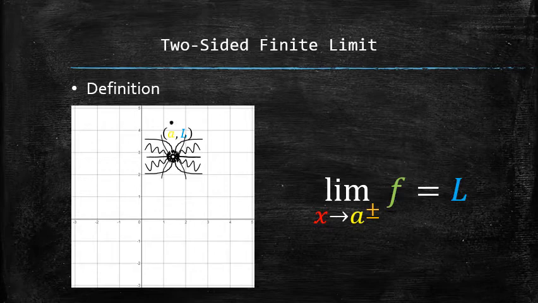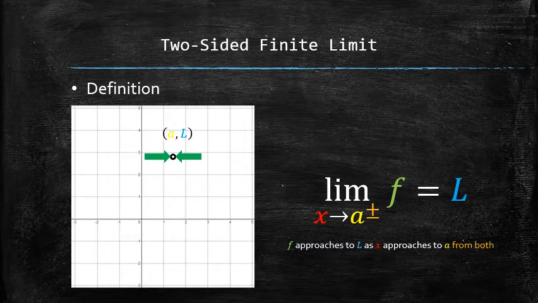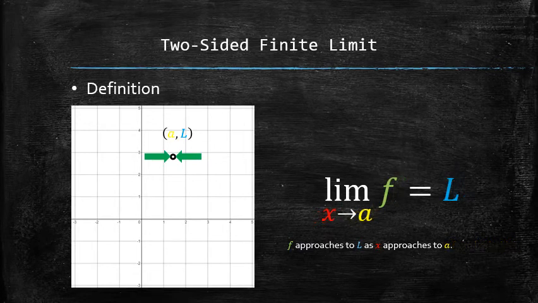All of these behaviors are described with the same limit statement and schematically can be expressed with two arrows starting on the outside of the point and ending at the point. We say f approaches L as x approaches a from both sides. Frequently, we omit the plus-minus notation and simply say f approaches L as x approaches a.